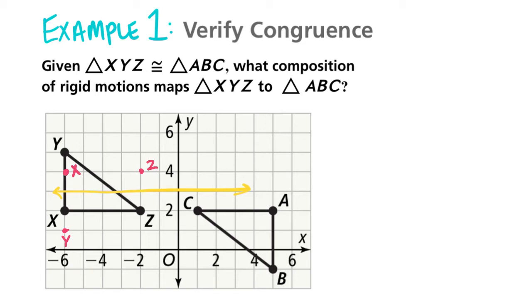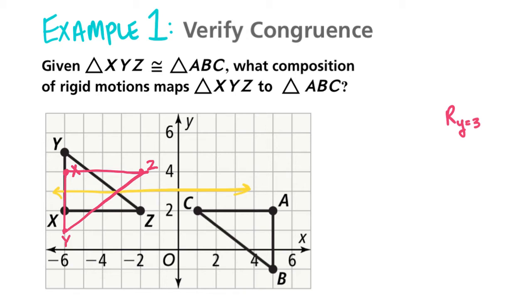So now after I perform that reflection, I have this shape. I'm going to write off to the side here what I did: I reflected it across that line, which is a horizontal line going through 3 on the y-axis. So that line is called y equals 3. Okay, so I reflected it across y equals 3.